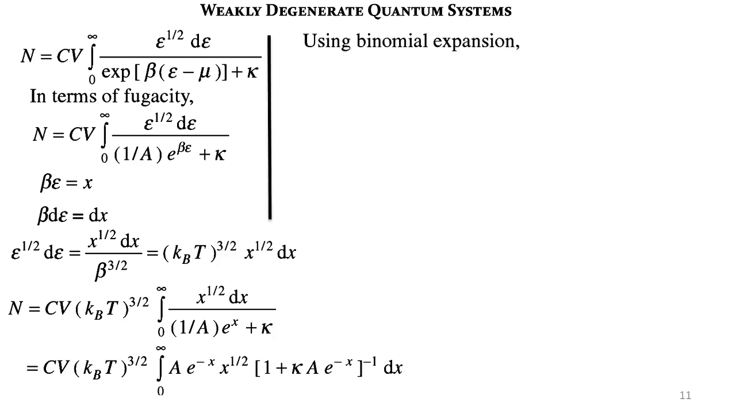Now let us solve this further, and if we apply binomial expansion for this term, what we can find out is that this n will be equal to c_v k_B into T raised to the power 3 by 2 integral as such. So a e raised to the power minus x, x raised to the power half, correct? And now it is just binomial expansion. So 1 plus x raised to the power n, you know it well. So this is 1 minus, the power n is a minus 1, so minus this term as such plus higher order terms, fine, into dx.